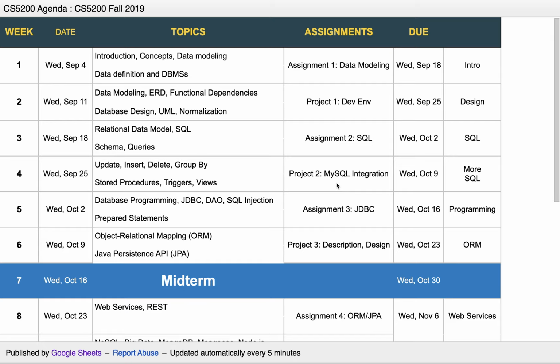Let's see. Right, so we're starting the second week. Last week we went over the course in general. We defined what databases were. We talked about the main task that we have of identifying the structure of the data that we are going to be working with. Right, we call it data design.